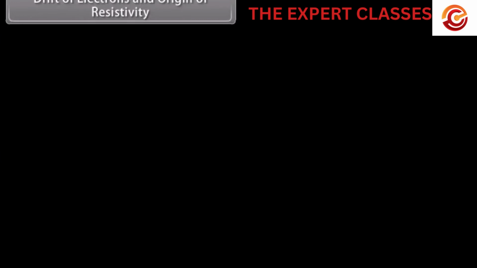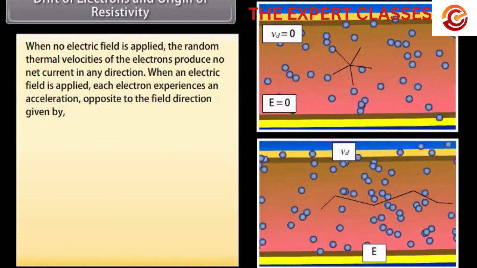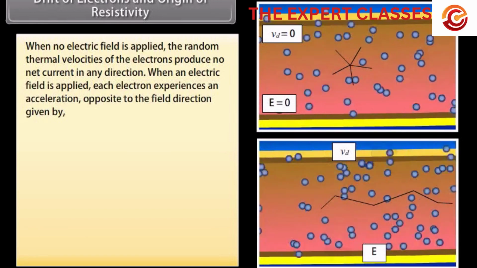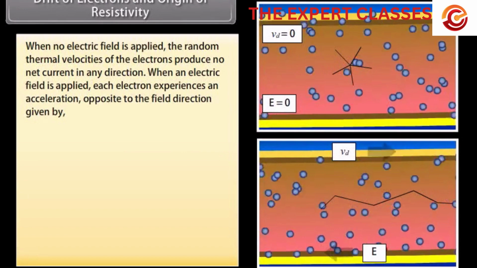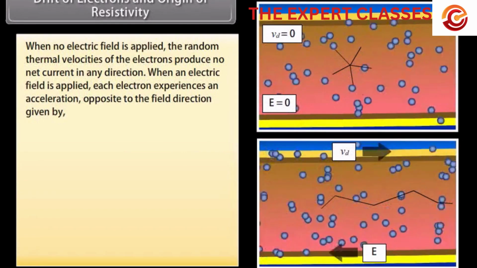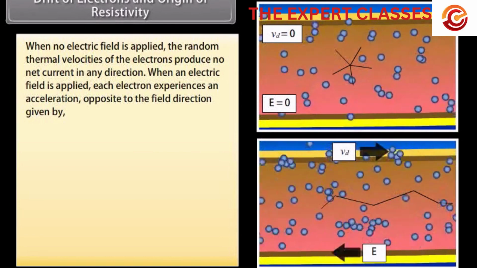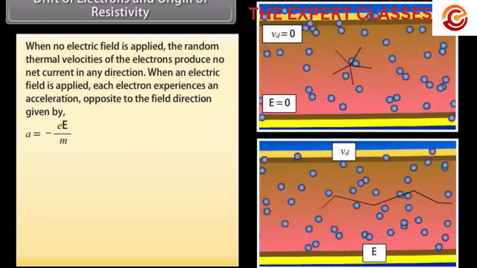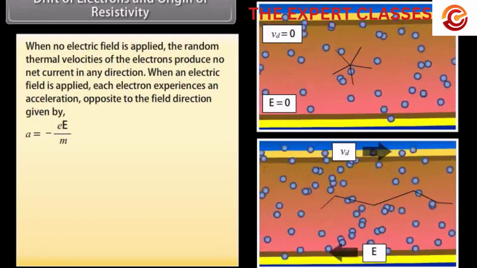Drift of electrons and origin of resistivity. When no electric field is applied, the random thermal velocities of the electrons produce no net current in any direction. When an electric field is applied, each electron experiences an acceleration opposite to the field direction, given by a is equal to minus eE divided by m.